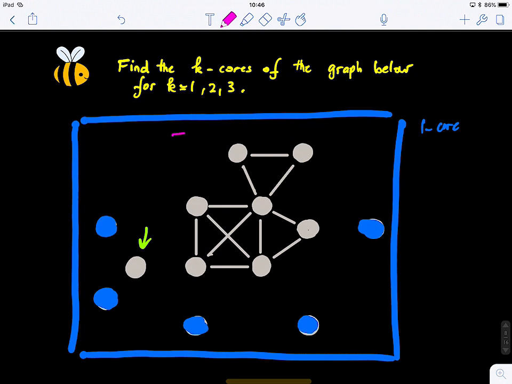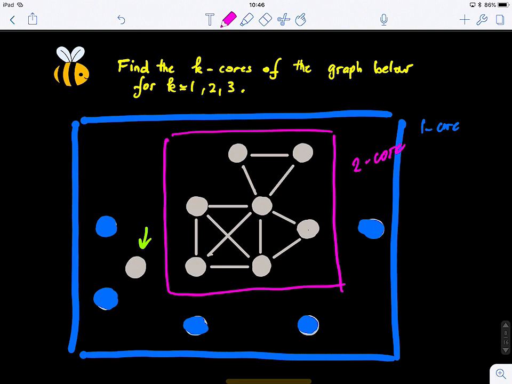And then if I want to do the three core, I need to remove all nodes with degree less than 3. So this node, let me just do it. So this node, I'll remove it. Okay, and also, well, this node. And then these nodes too. So these, I have removed them. Then these guys have a degree of 3. So this is 3 core. Okay, so you guys understand how we do that.